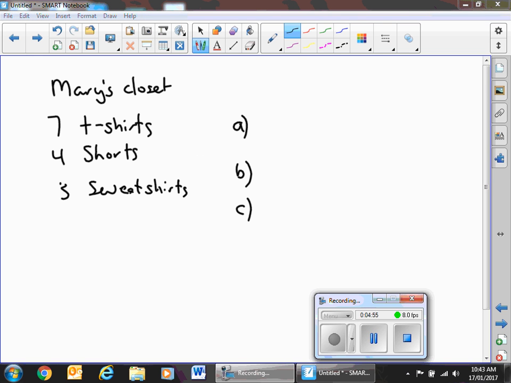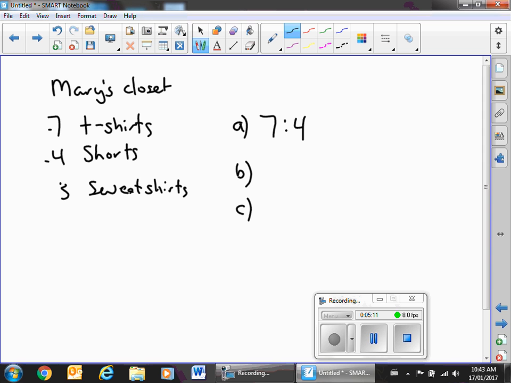Okay, another basic question on ratios. This is Mary's closet. She has 7 t-shirts, 4 shorts, and 3 sweatshirts. The first one they're asking for is the number of t-shirts to shorts, which is 7 to 4. Okay, 7 here to 4 here.